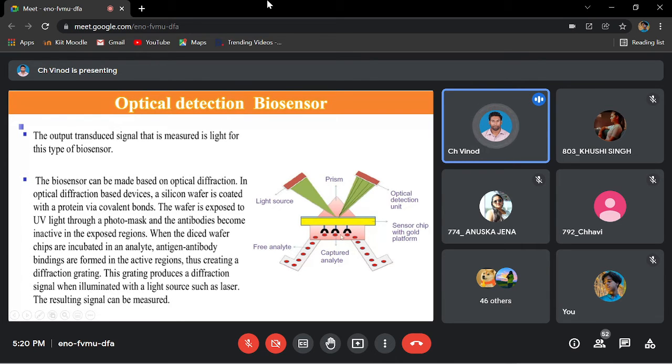When the analyte comes across it, and if you see any change in the diffraction pattern, this can be recorded, and this is what is going to give you the output. Okay, so this is how your so-called optical based detection systems will be working.